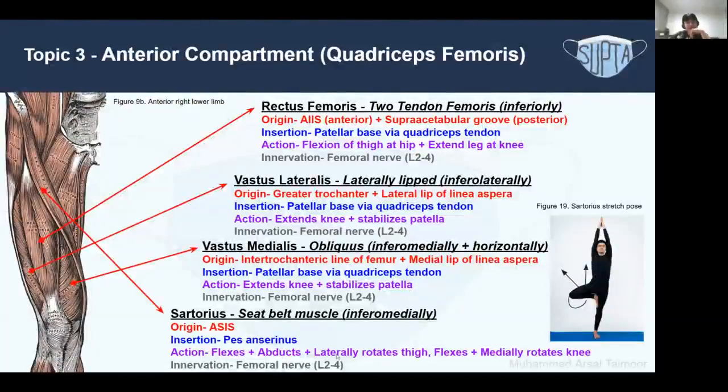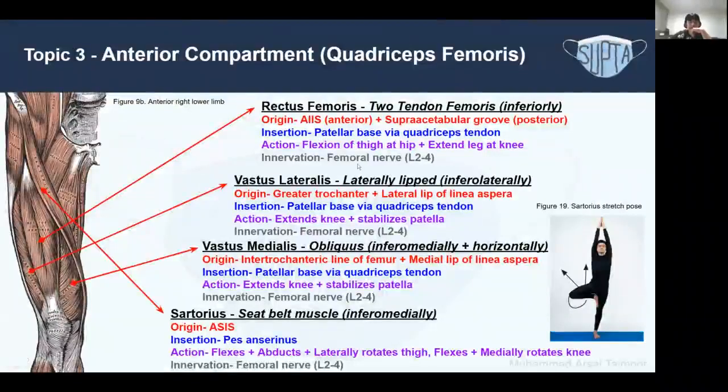So flexes, abducts, laterally rotates, flexes, and medially rotates the knee. So there's a bunch of stuff. And it makes sense because it goes all the way around. So we know it can affect the knee because it inserts onto the knee, but it flexes and medially rotates it. And then it laterally rotates the thigh because of the direction. Remember, inferior medial. And then abducts because it goes all the way from the ASIS, and when you pull the muscle, it will sort of bring it all the way outward.